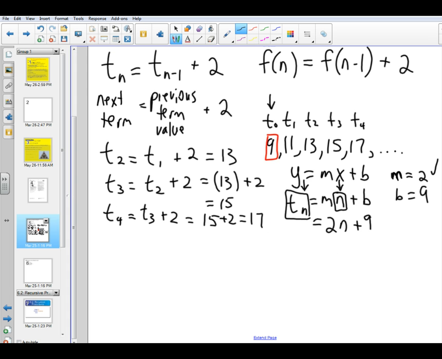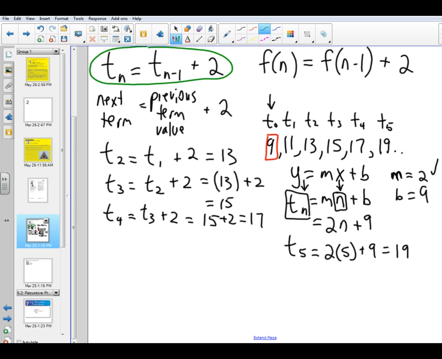And we should be able to test that. We know that the next number in order, term 5, would be 19. And so let's just see if in fact term 5 is 19 according to this. We would get twice 5, which is 10, plus 9, which is 19. So in this case we have two ways of generating this sequence, 11, 13, 15, 17, 19. One would be with the recursive formula given here. Another one would be with the explicit formula, which we've now identified right here.